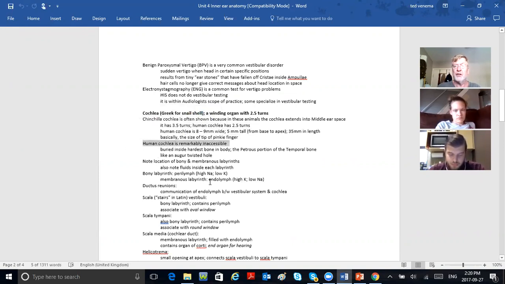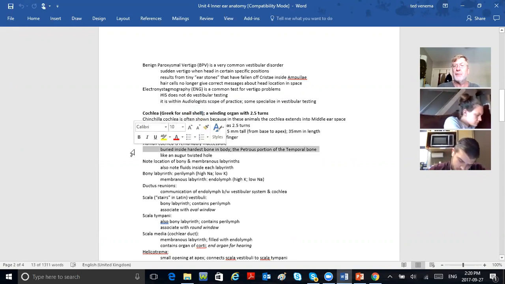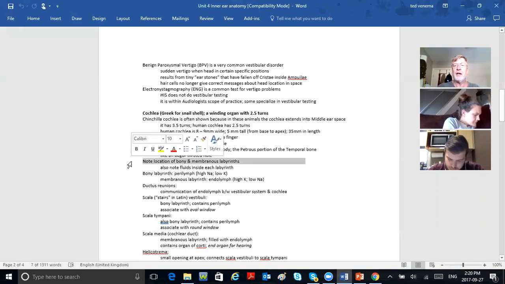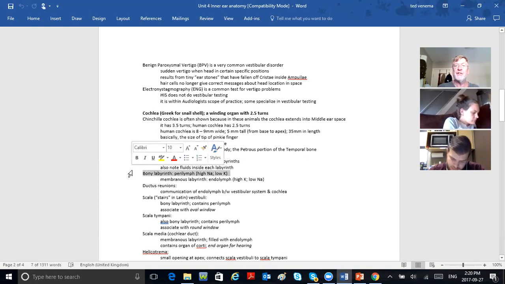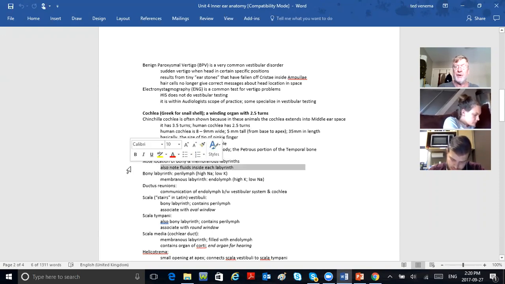Human cochlea is remarkably inaccessible, buried inside the hardest bone of the body, the petrous portion of the temporal bone, like an auger-twisted hole. Note the location of the bony and membranous labyrinths. Note also the fluids inside each labyrinth.